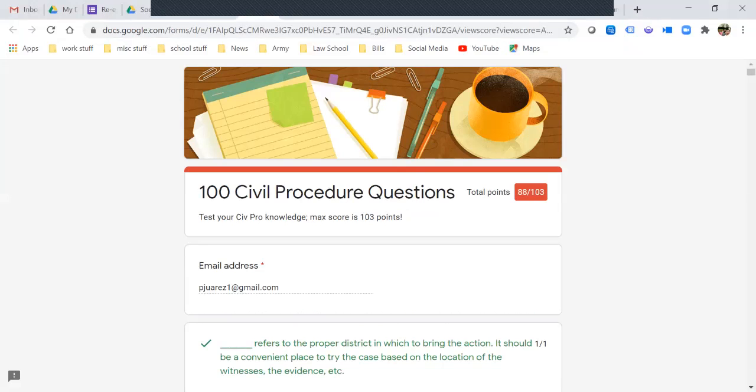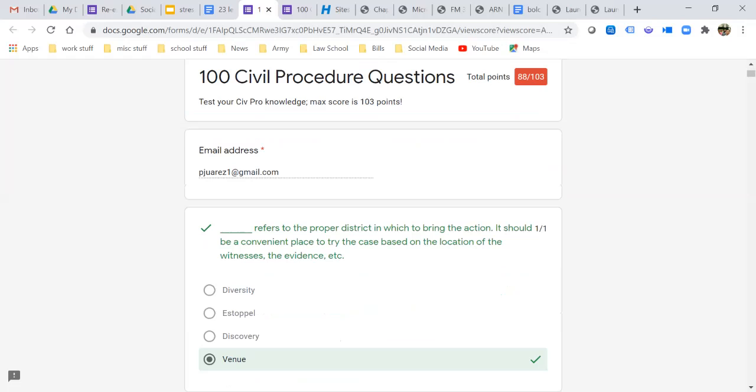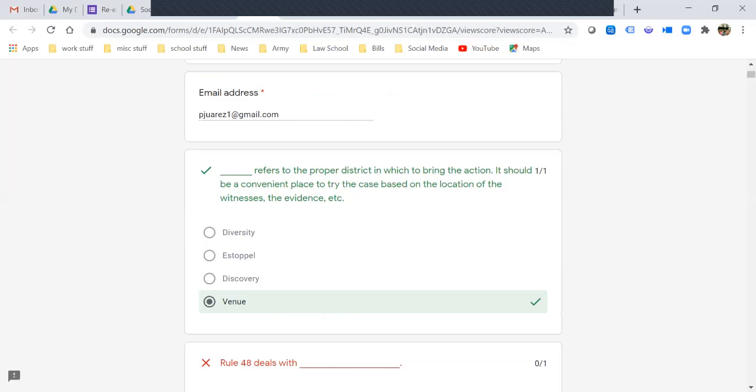This is largely a quiz that I copied from one of the professors that he gave during the semester, and it was pretty helpful for just memorizing the terms and the different definitions for civil procedure. I'll copy and paste the link into the description for the quiz. It's on Google Forms.